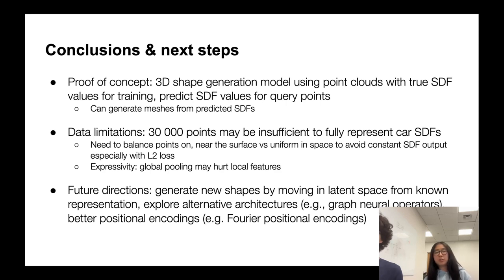And some future directions or improvements that we would like to make is we would like to generate new shapes by moving a known representation in latent space, and also to improve our model, we would like to explore alternative architectures, some of which we've tried but we're not able to get good results with, such as graph neural operators, and also we would like to use better positional encodings as well.